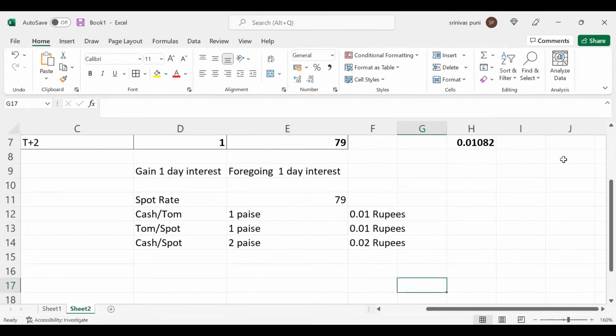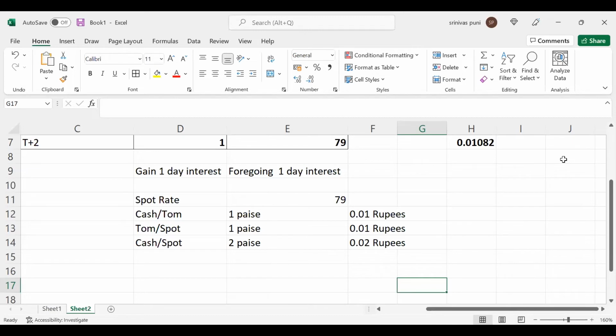Obviously, these quotes that you are seeing in the market, 2 paisa, 1 paisa, are all quoted based on the interest rates. How is my overnight interest rate? How is my 2-day interest rate looking in rupees and dollars? Based on which these quotes are arrived at. So, by definition, if the interest rates change, these quotes also will change, right? That is what you have to be aware of.